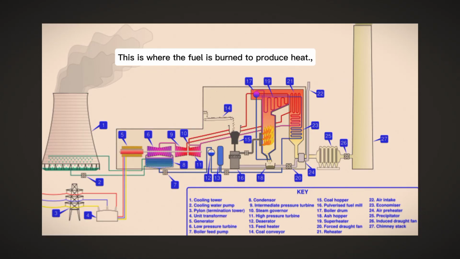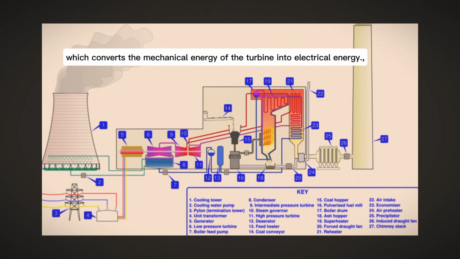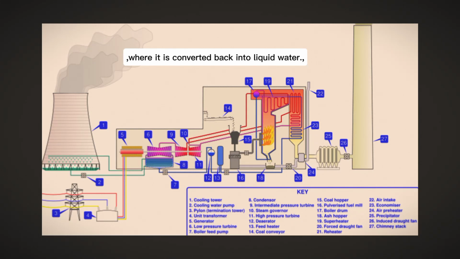1. Boiler. This is where the fuel is burned to produce heat. 2. Steam turbine. The heat from the boiler is used to produce steam, which drives the turbine to generate electricity. 3. Generator. The turbine is connected to a generator, which converts the mechanical energy of the turbine into electrical energy. 4. Condenser. The steam from the turbine is cooled in the condenser, where it is converted back into liquid water.